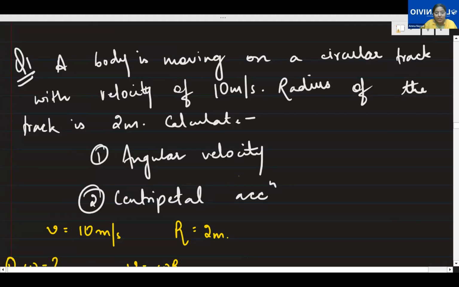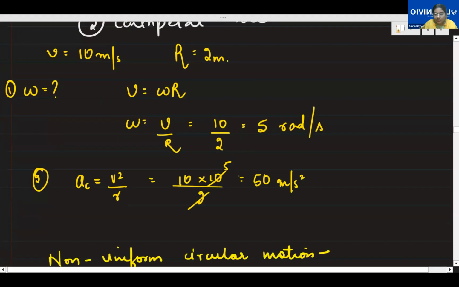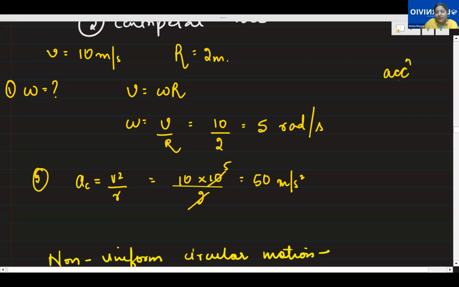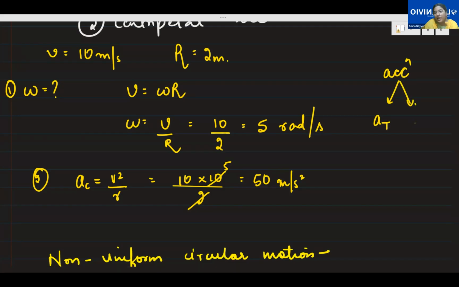Yes, ma'am. Ma'am, can you explain why we are not taking radian per second? See, whenever we talk about acceleration, we talk about two accelerations, tangential acceleration and the centripetal acceleration. All of these have the unit meter per second square. Now, the reason is that all these are due to the linear velocity, and linear components will have meter per second. Linear will always have meter per second square.